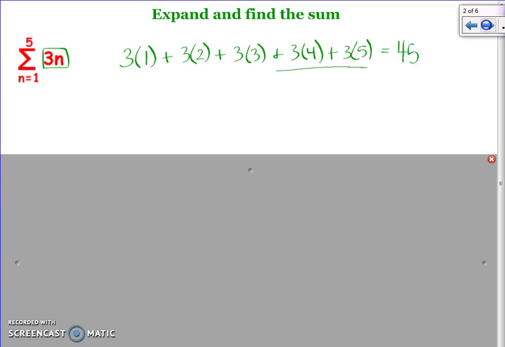Okay, so that is expanding it. That's what we did right here. That is this part of it, expand, and then find the sum. We just add them all together. So the homework is going to ask you to do that.